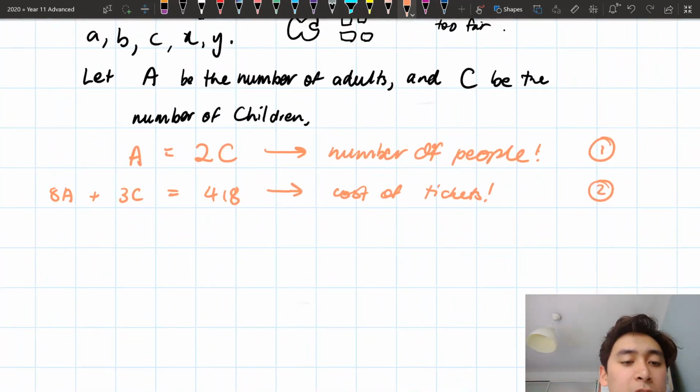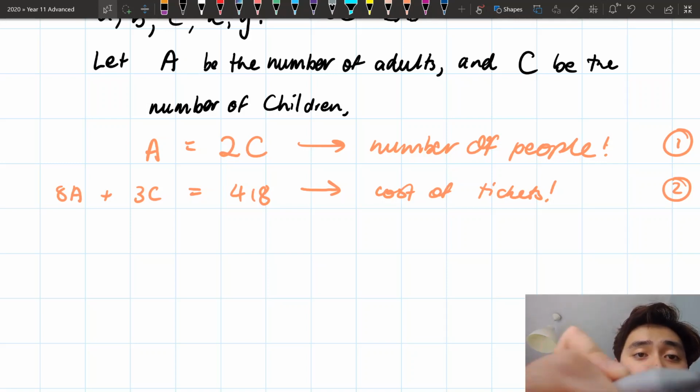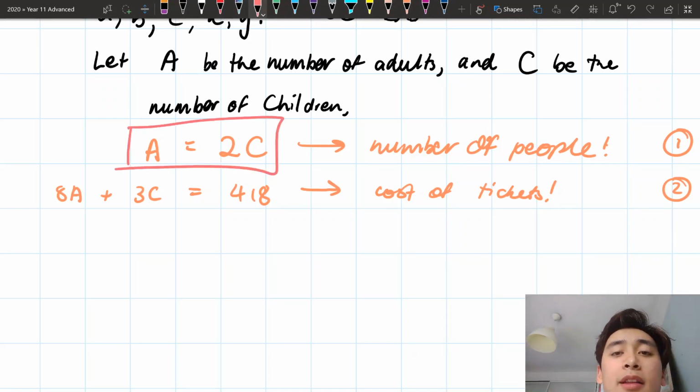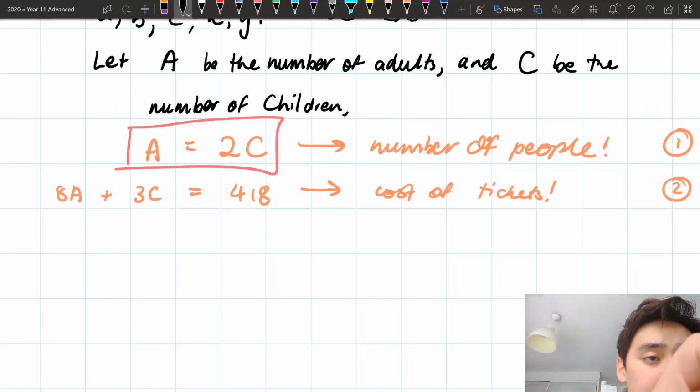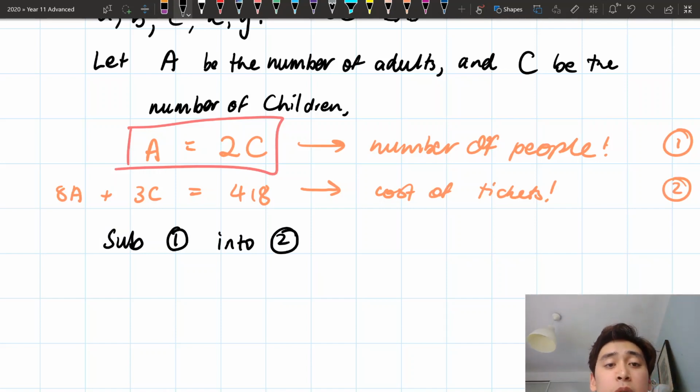Now, if you have a look, we've got 2 equations. What method do you reckon we can use to solve this one? Yeah, I'm going to use the substitution method. In the first equation, I have A by itself, and it's the subject of the equation. So let's sub equation number 1 into 2. Every time I see A, I'm just going to replace it with 2C.